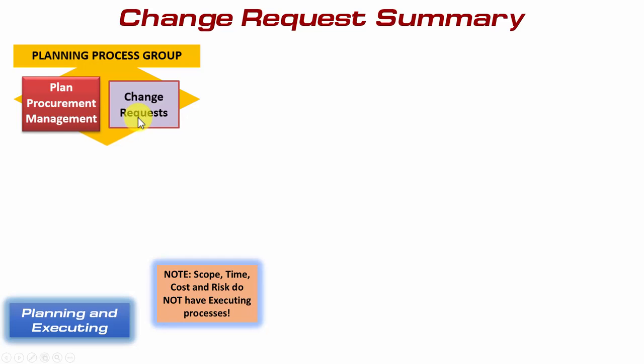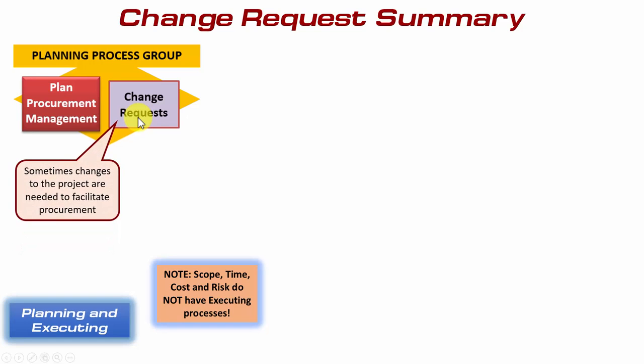And the reason is that sometimes changes do need to be made to the project in order that procurement can be properly facilitated. You may, for example, need to modify an existing product in such a way as to allow a subcontractor to use that product for their own contracted work. In such a case, like always, these change requests need to go back through the Perform Integrated Change Control process in order to evaluate their impact on the rest of the project, as I've suggested here.